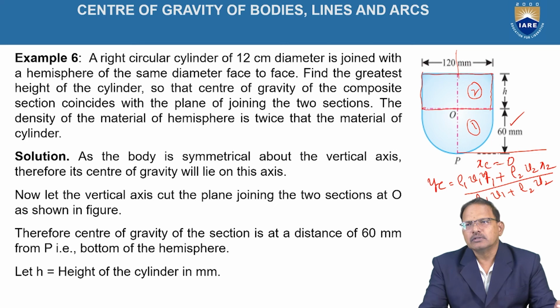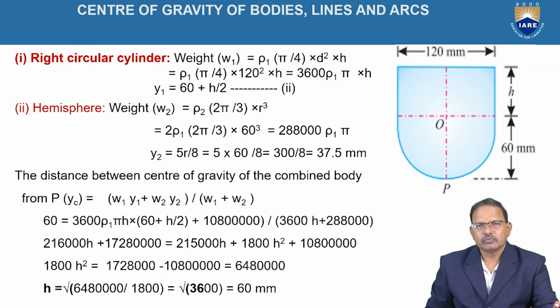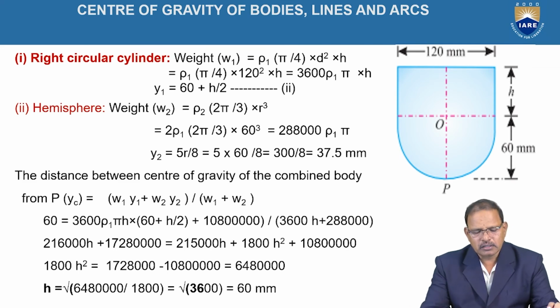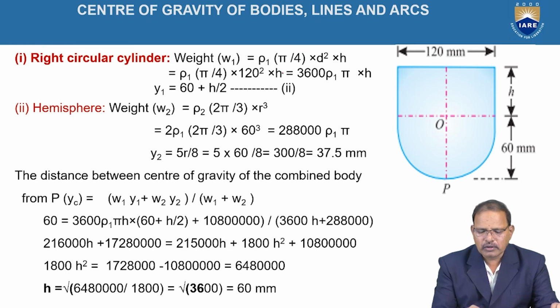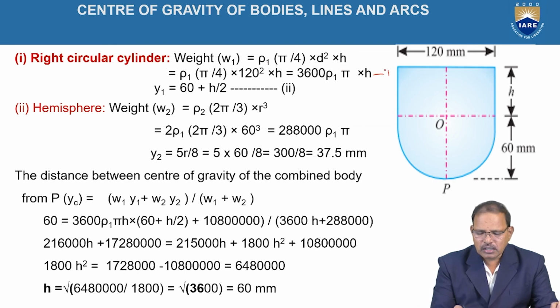Here we are taking h as the height of the cylinder. Now we determine the mass of the first cylinder. It is equal to rho 1 pi by 4 d square into h, that is the density into volume. Substituting, we get rho 1 into pi by 4 into 120 square into h, which is equal to 3600 rho 1 pi h.